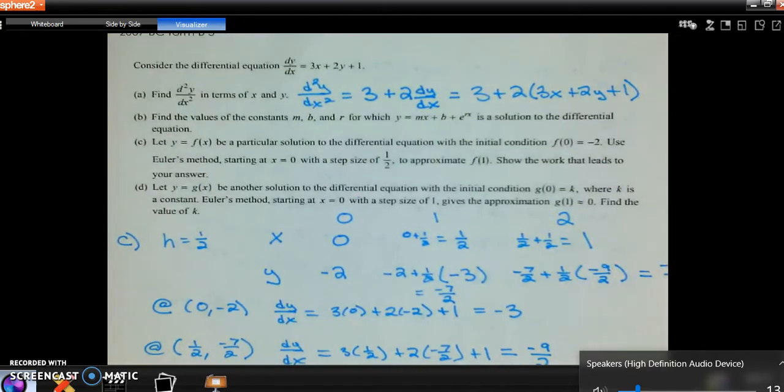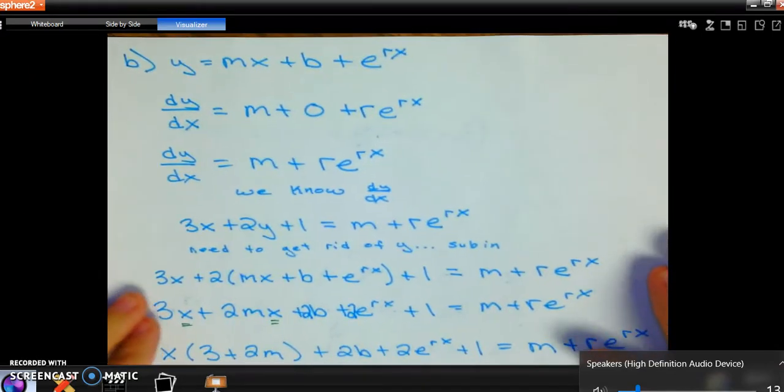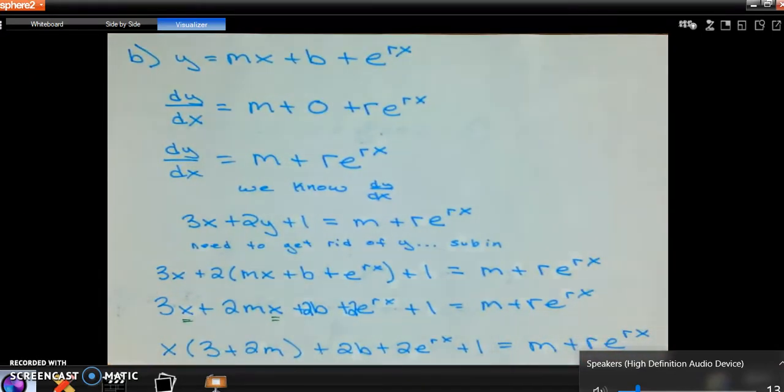Okay, so our goal here is to find the constants m, b, and r that satisfy that y equals is the solution to the differential equation. So I kind of started, let me walk you through it on the back here. Okay, so I started off by writing down that y equals equation. And I want to figure out the solution to the differential equation.